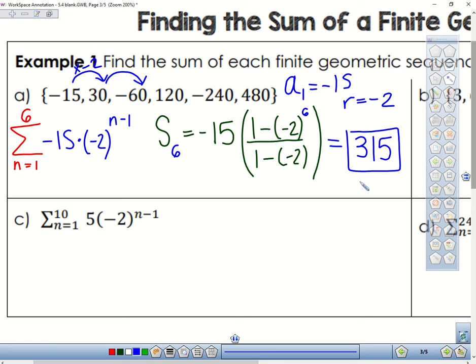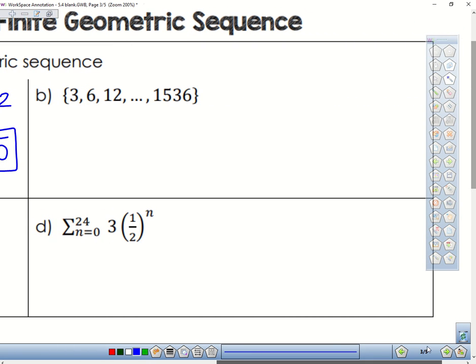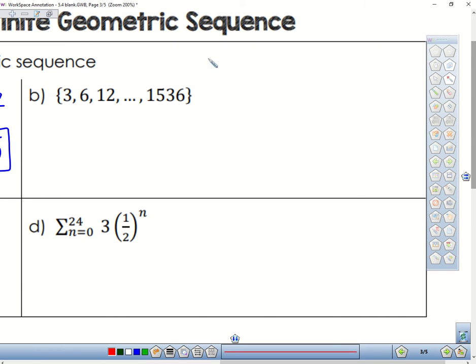So do I have any questions about part A? Okay. Let's move on to part B. So on part B, the first thing you want to identify is your first term, which is what? Good. And then what is your common ratio? Good. So your first term is 3 and your common ratio is 2.